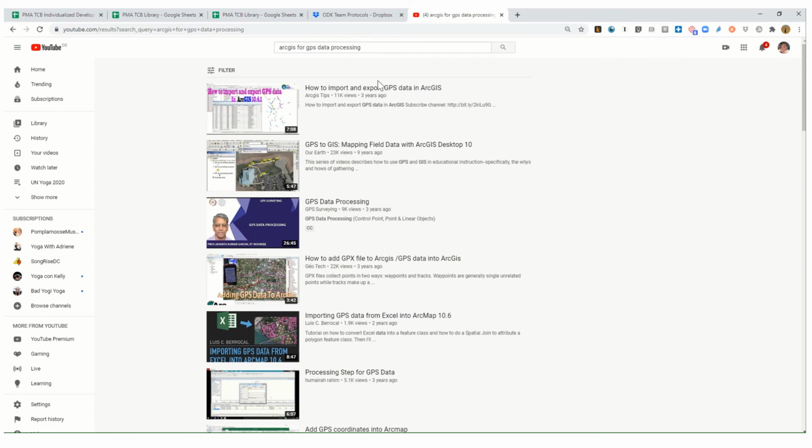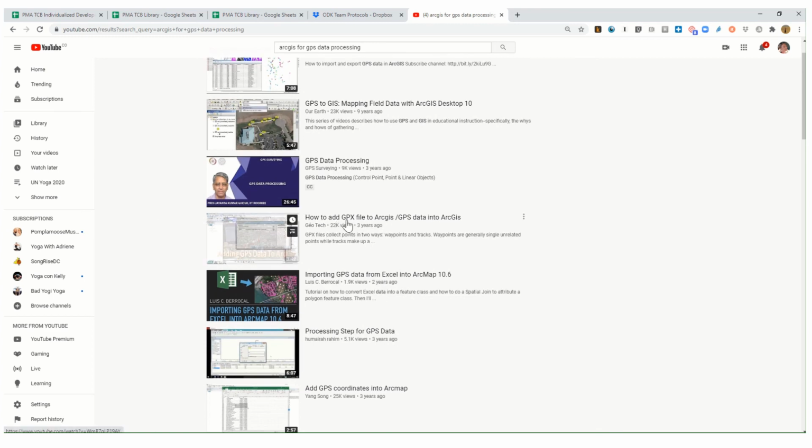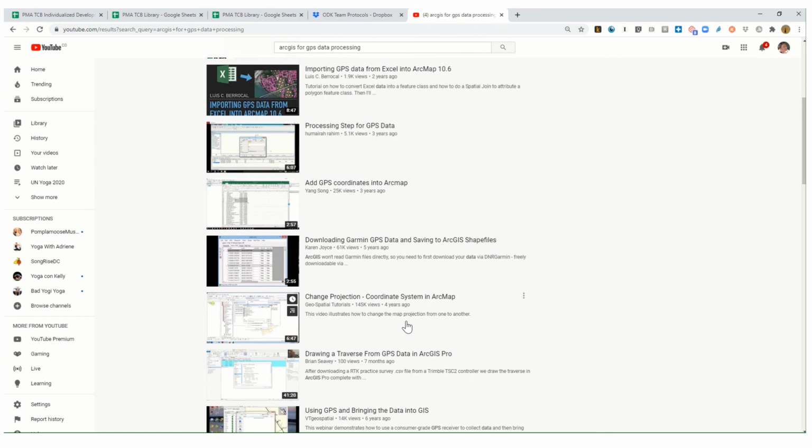Remember, PMA will do it a certain way, and there are SOPs, memos, manuals and guidelines for that, but you still need to learn the basic skill. So here we learn about importing and exporting GPS data in ArcGIS. There's a video about GPS data processing by someone who does GPS surveying, looking at adding a GPX file into ArcGIS, all sorts of things.